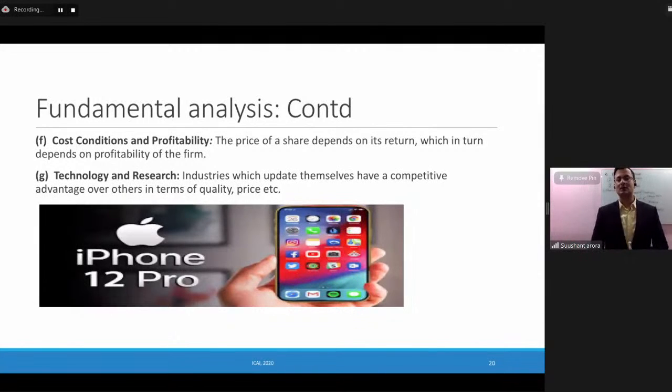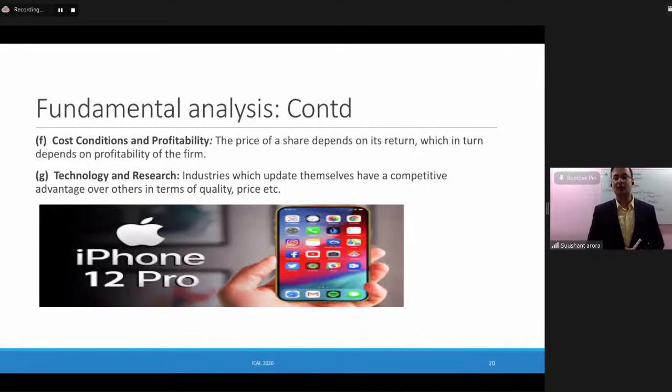So again, the cost, conditions, and the profitability is the one which we are discussing. Every year they launch their phone, and every year, every company, every individual, every retail person buys that phone. So you can see the picture, that is the iPhone 12 Pro. It made a debut in the market just a few months back, and is doing great. It has been in great demand. Everybody needs to have that. Yeah, it has a 5G technology which is yet to come in India, but still the demand has been phenomenal. Okay, so they have a competitive advantage over others.